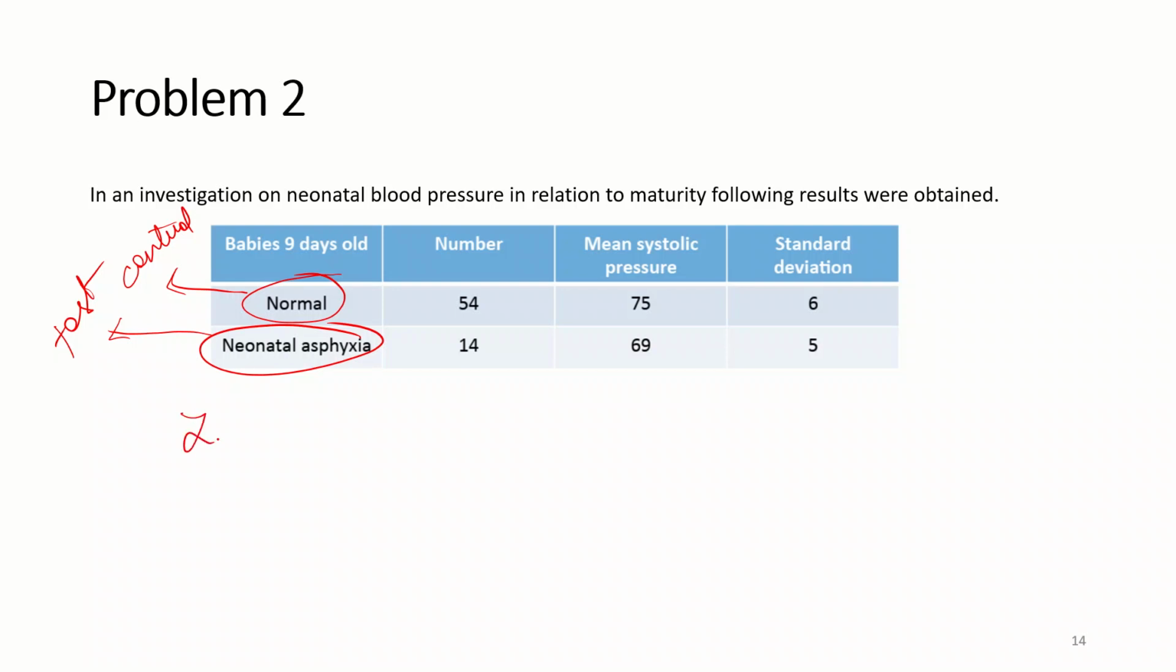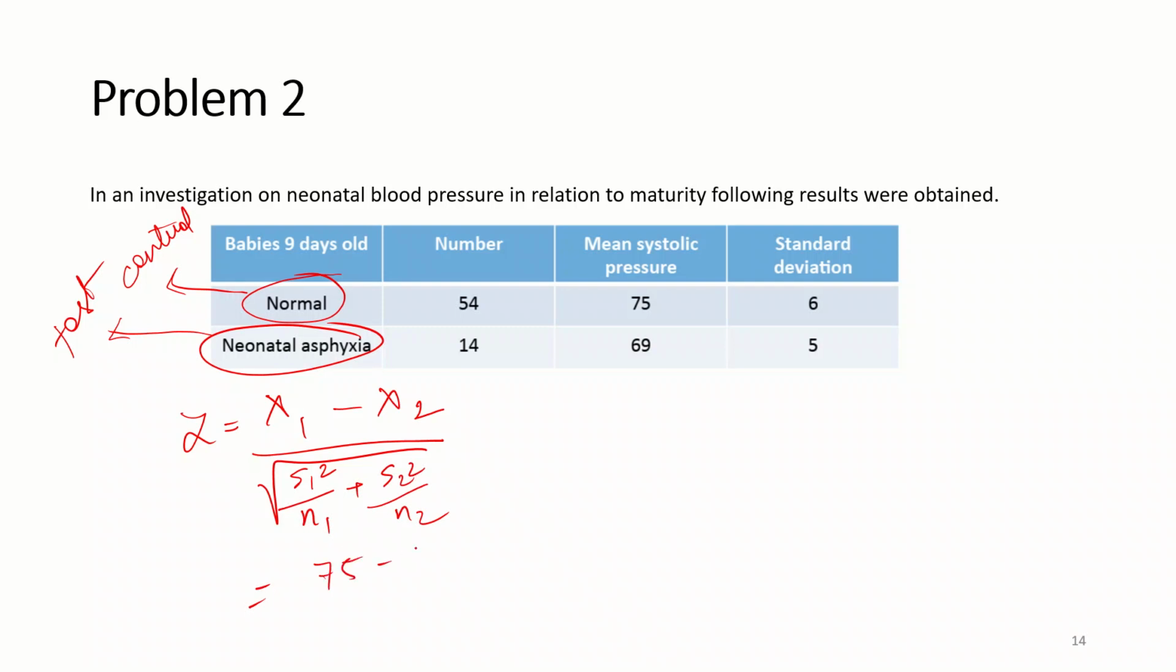So it's a similar question. So we'll calculate the z value. So x1 minus x2, these are the means. So it's 75 minus 69 means 56 plus 54 is 25.